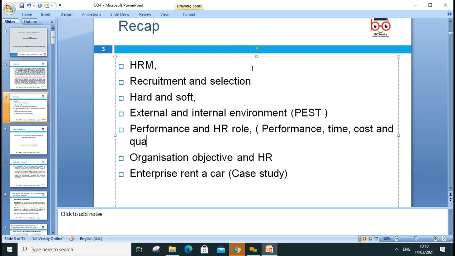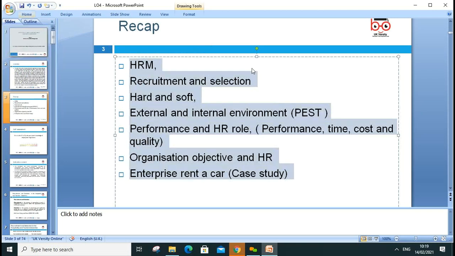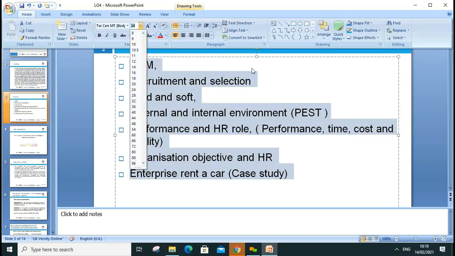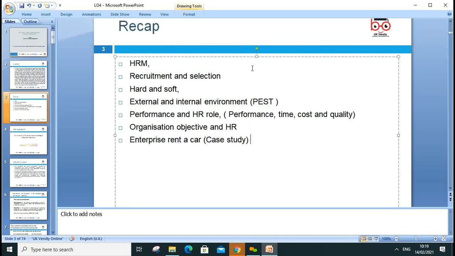Performance, yes, of course, we need to measure performance. What we discussed is that performance is always three things: performance equals time, cost, and quality. If we want to measure someone's performance, always look at how much time someone took, how much it cost us as a company, and what the quality of the service was. Because if somebody is not competent, the quality of service will be poor. And of course, if you don't have the right staff in the right place, you're not going to achieve the organization objective. That's why HR is crucial to our organization objective.